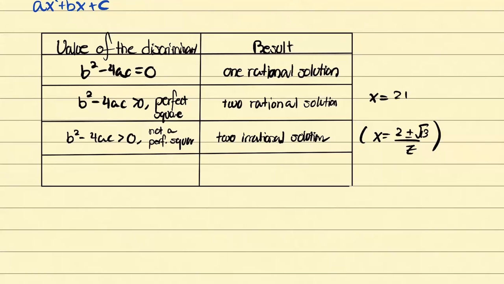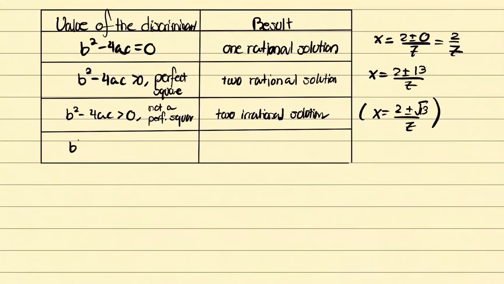This right here is an example of 2 rational solutions. The square root got knocked out because this was a perfect square, and when I take the square root of a perfect square, I get out just a number. If the discriminant is 0, we get x is 2 plus or minus 0, and that's why we get a singular rational solution.